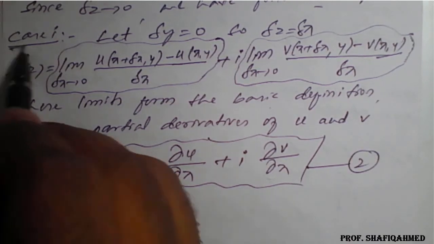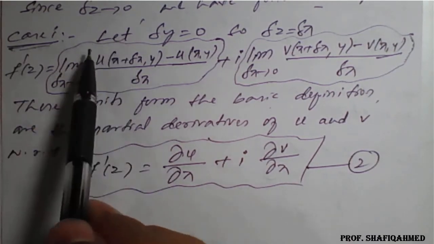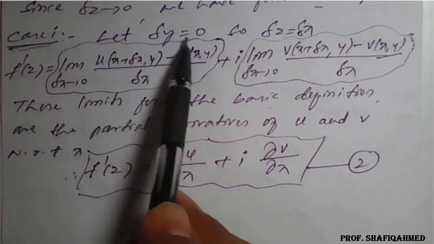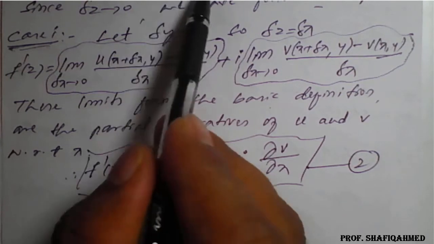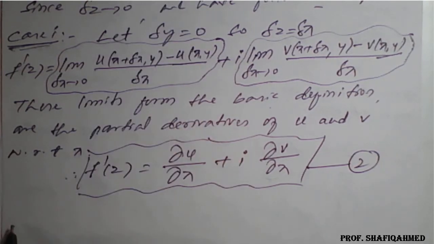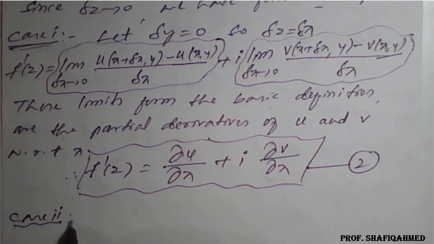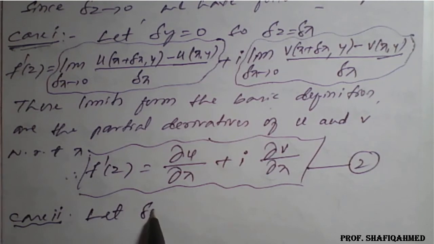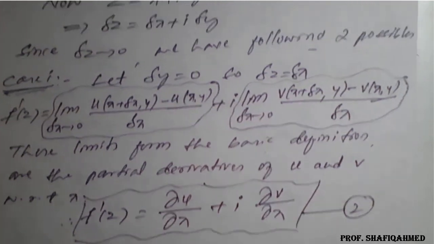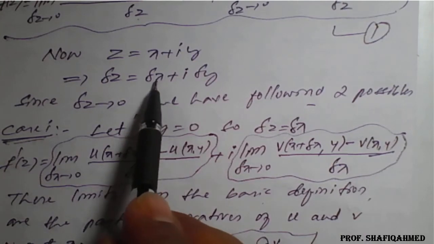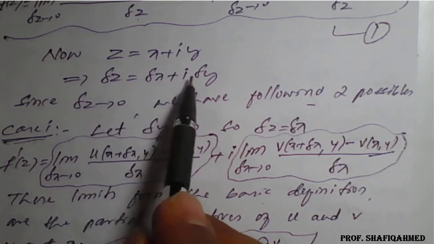So this we got from case 1, where we had taken delta y equal to 0. Now in case 2 we'll take delta x is equal to 0 in the above expression. So case number 2, let delta x is equal to 0. If delta x is equal to 0, what happens here? If you put delta x is equal to 0, we'll get delta z is equal to I times delta y.